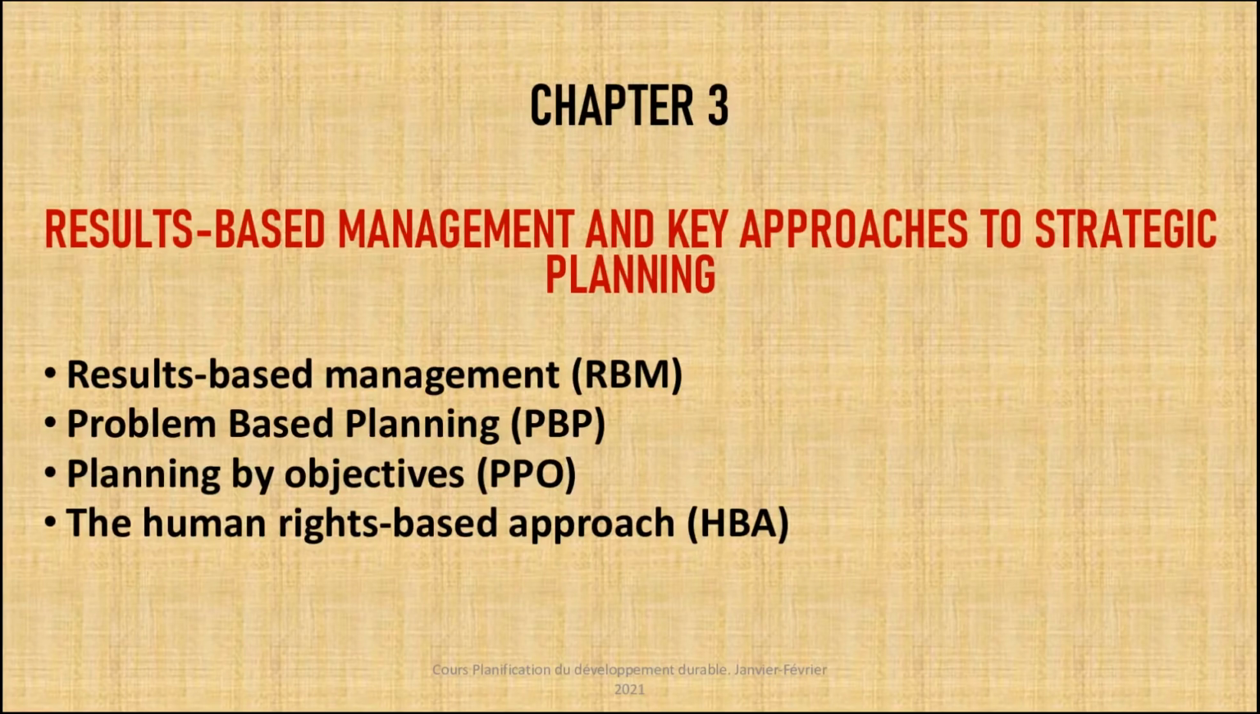Chapter 3: Result-based management and key approaches to strategic planning. The chapter is divided in 4 sections. The first one is result-based management. Second one, the problem-based planning. The third, planning by objectives. And the fourth, the human right-based approach.